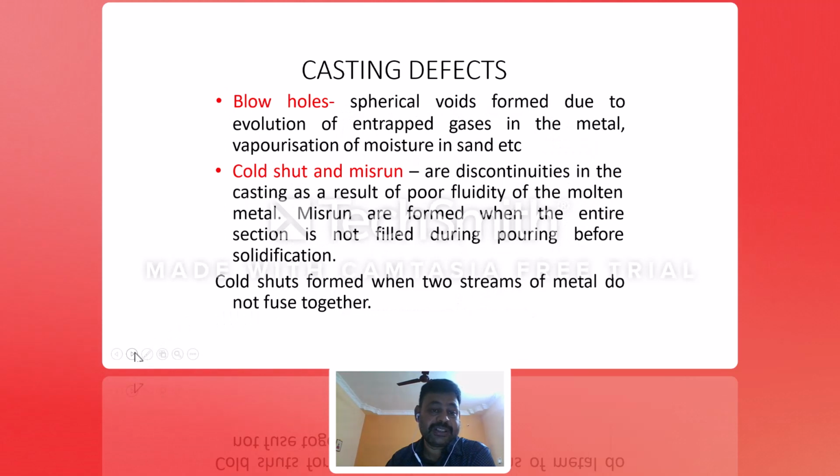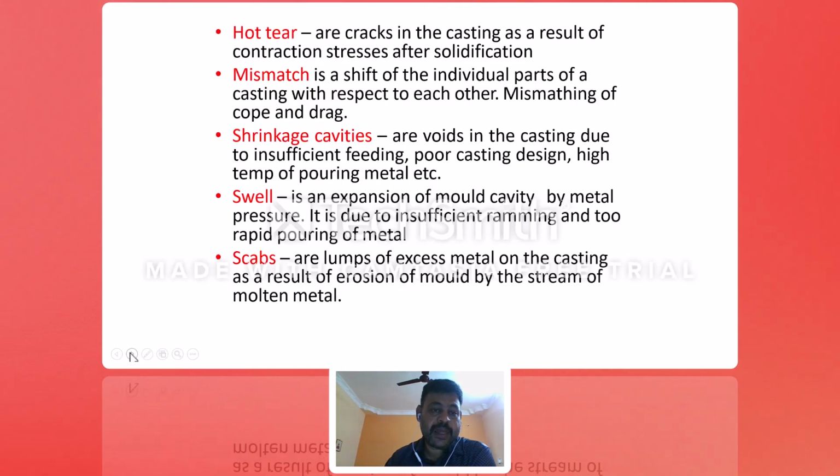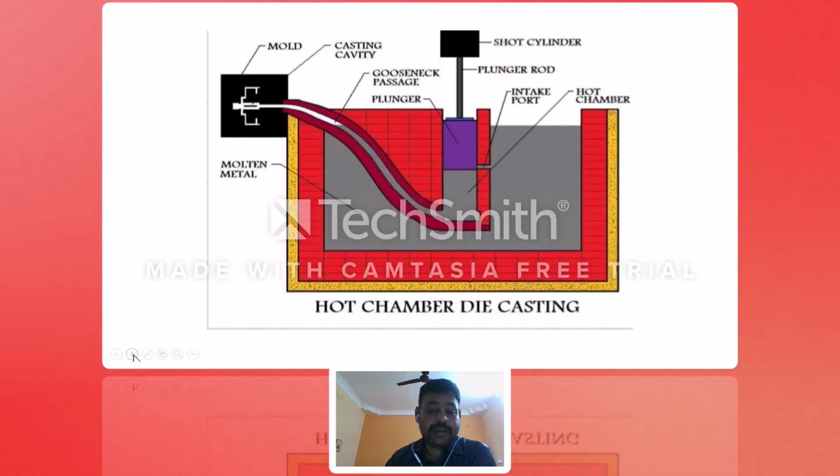That is another defect. You have different casting defects like blowholes, cold shut, misrun, hot tear, mismatch, and sinkage cavities. If you are not properly designing the riser, this will be possible. Then swell and scab, these are all the basic defects. I have already explained the defects. I don't want to read the text, so you can freeze the video and read it.